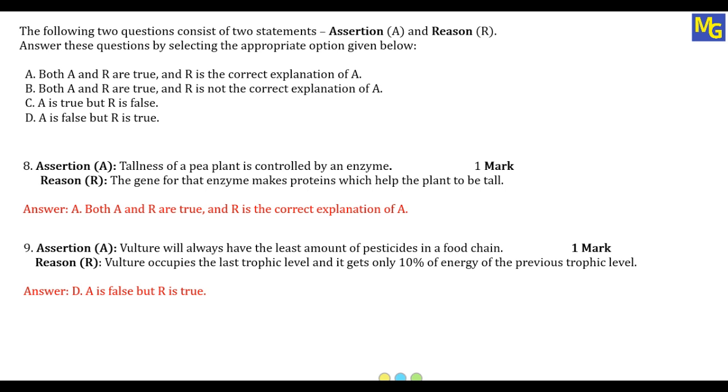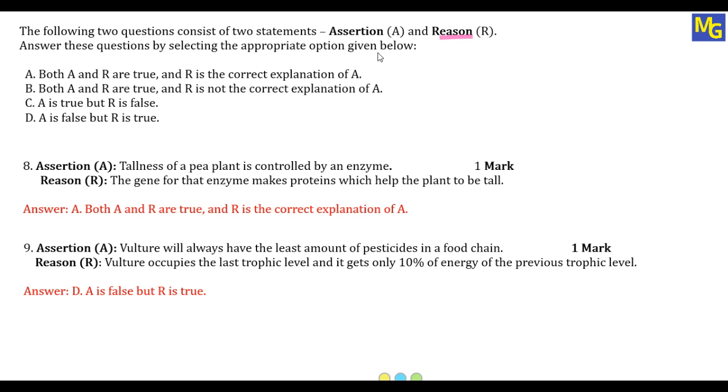Now the next question. Here we have assertion and reasoning. Using these we have to find the correct option. So we'll read the question. The following two questions consist of two statements: assertion, that is A, and reason, that is R. Answer the questions by selecting the appropriate option given below.